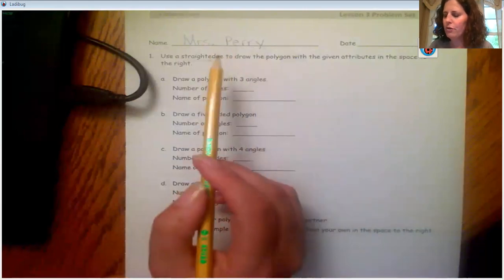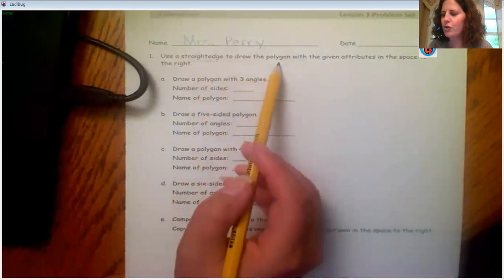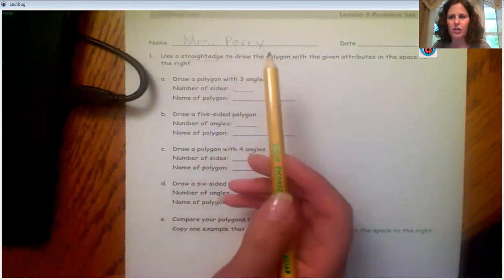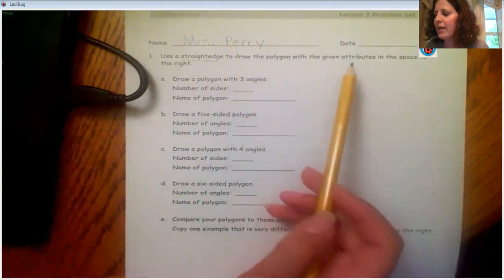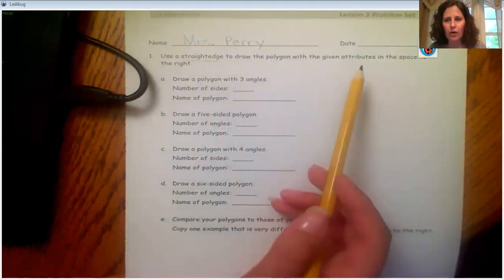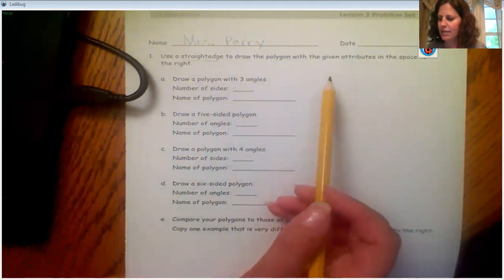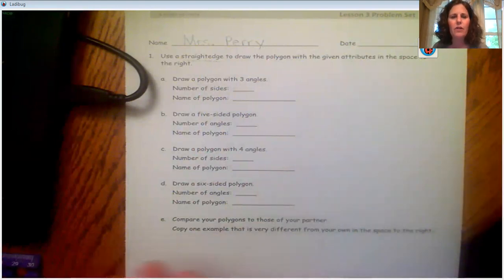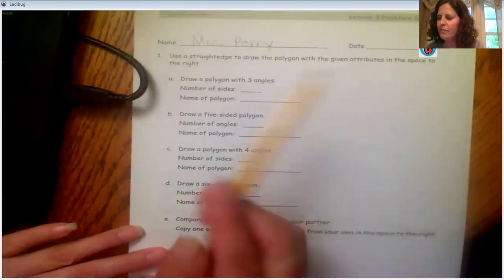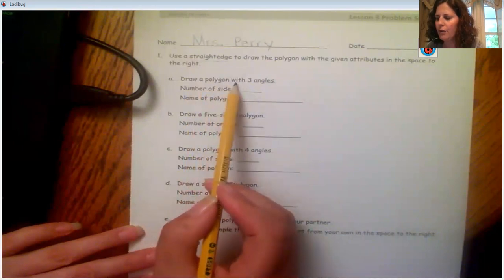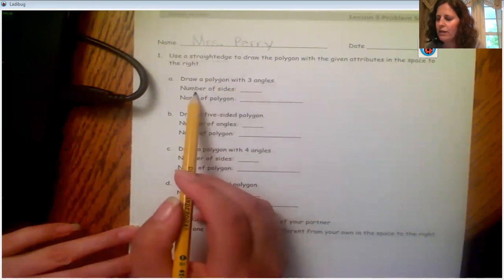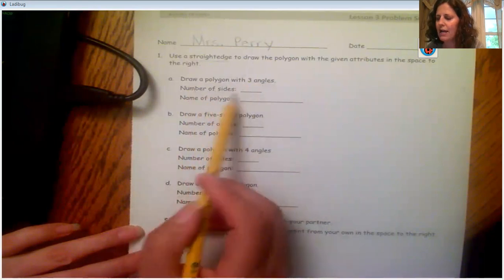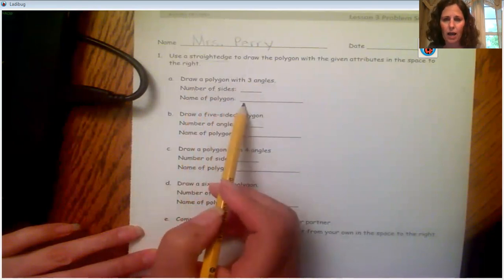We're going to use a ruler or straight edge to draw the polygon, which is just a plain, flat shape with at least 3 sides, with the given attributes, which are characteristics, in the space to the right. So let's have a look at letter A. Draw a polygon with 3 angles. And then they want us to identify the number of sides and the name of the polygon.